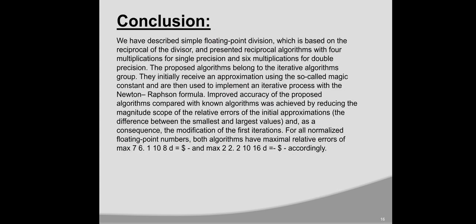They initially receive an approximation using the so-called magic constant and then use it to implement an iterative process with the Newton-Raphson formula. Improved accuracy of the proposed algorithm compared with known algorithms was achieved by reducing the magnitude scope of the relative errors of the initial approximation, and as a consequence, modification of the first iteration for all normalized floating point numbers. Both algorithms have maximal relative error of max 76.1108 and maximum 22 accordingly.